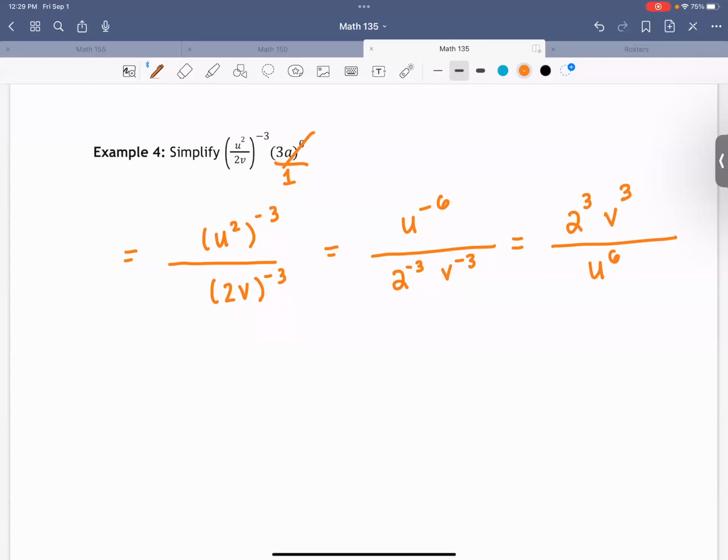Okay. Once you're here, it becomes really easy to find what 2 to the cubed is because a lot of us know what it is. Sometimes you might need your calculator. What is 2 cubed? 8, right? So 8v cubed over u to the 6. And we have one of each variable. We don't have any numbers being squared or cubed or anything. This is a pretty simplified version of what I have.